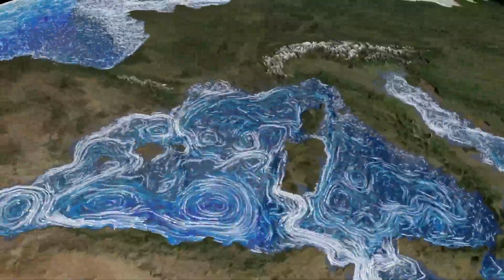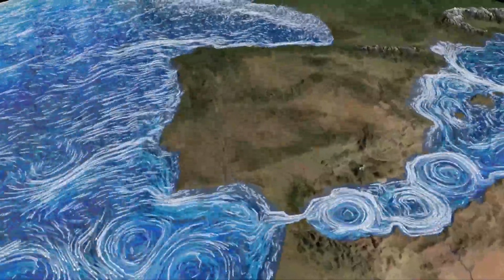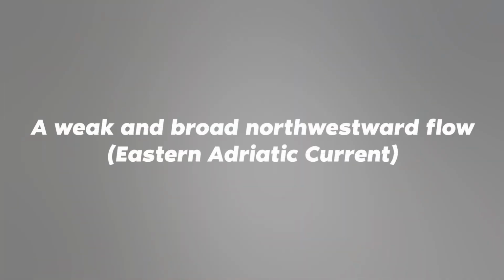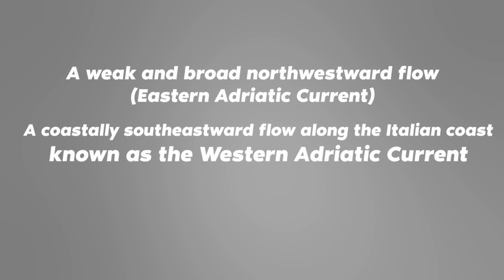Adriatic Sea currents are generally cyclonic, or counterclockwise. There would be two components to this circulation: a weak and broad northwestward flow, the Eastern Adriatic Current, and a coastally southeastward flow along the Italian coast, known as the Western Adriatic Current.